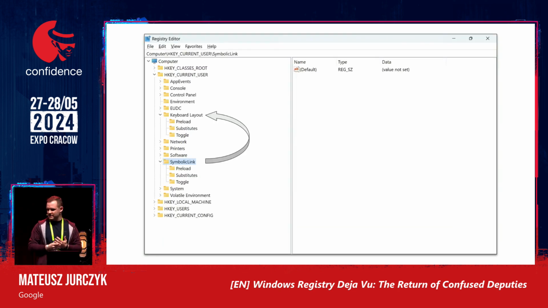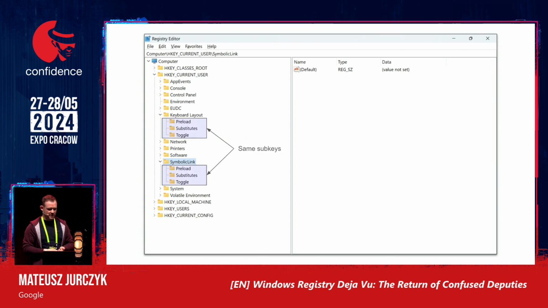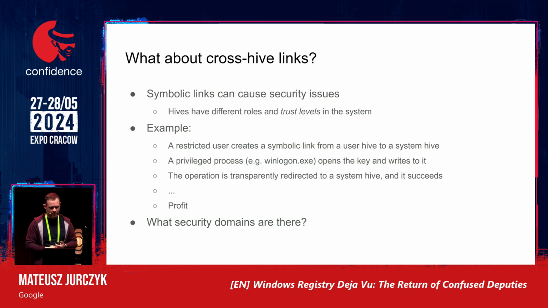So here's an example again of the registry editor and how the symbolic link works. Here I have just created a symbolic link that redirects to the keyboard layout key. If you open it in registry editor, you can see basically the same subkeys for both of those keys. Both sets of subkeys are the same subkeys, just visible through 2 different channels: the original key and the symbolic link that we have created.